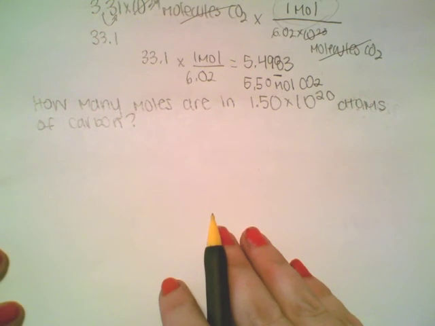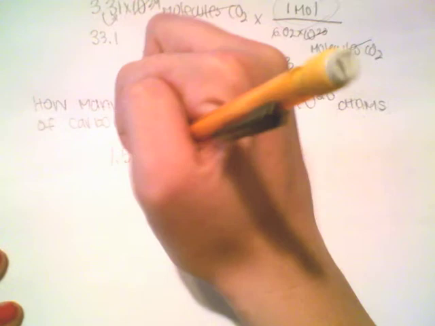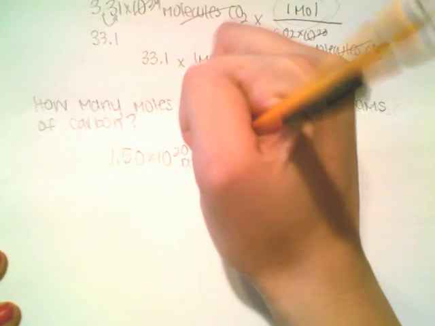How many moles are in 1.50 times 10 to the 20 grams of carbon? Oops, sorry, atoms of carbon. Misspoke. 1.50 times 10 to the 20 atoms of carbon.